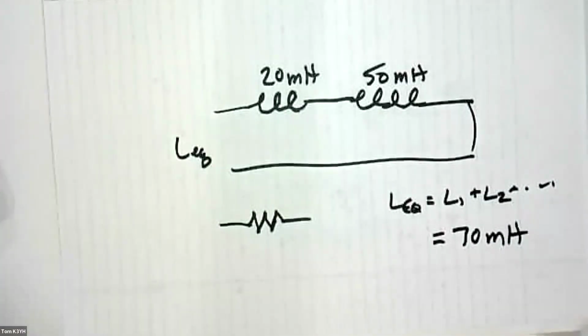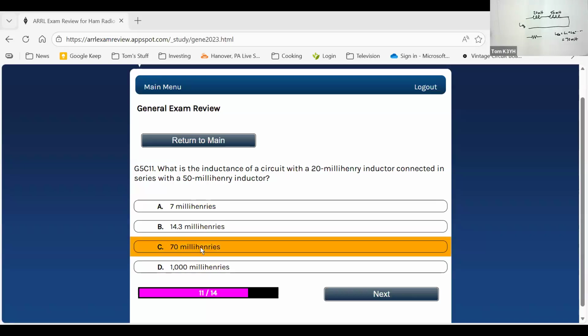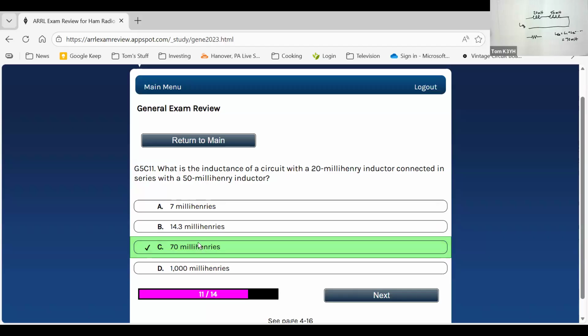And we'll go back to that question, and the answers are all given in millihenries, so we don't have to do any thinking on that. 50 plus 20 is 70 millihenries.